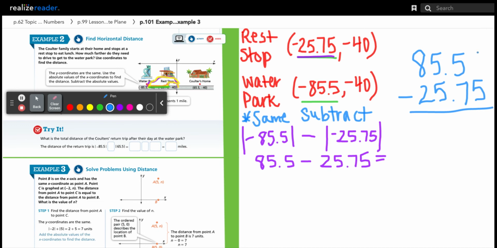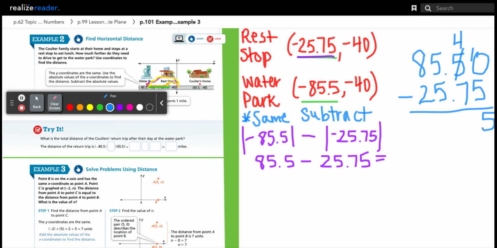I'm going to fill a 0 in up top. So I look to do my subtraction. 0 minus 5 I can't do. Borrow from that 5, it becomes a 4. Bring over a 1, now we have 10. 10 minus 5 is 5.